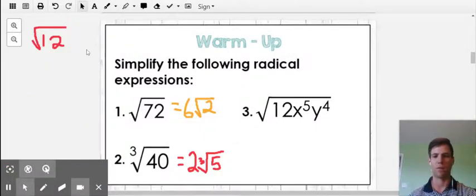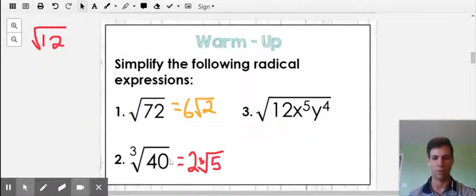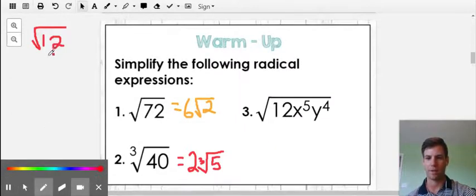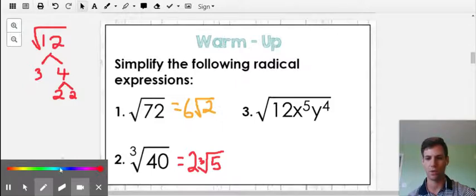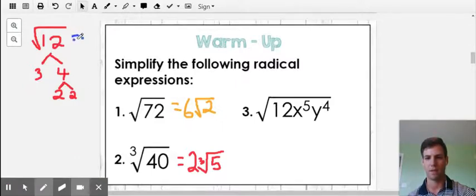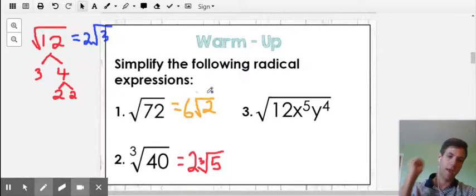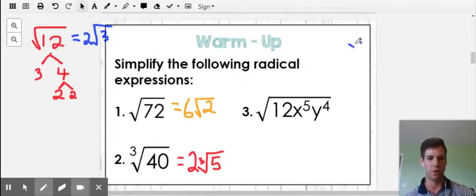For the third review problem, I'm going to do the number on its own and then do the variable parts and then put them all together. So I can make this 12 into a factor tree of 3 times 4 and then 2 times 2. With my pair of 2s and my one 3, that means that this would end up as 2 times the square root of 3 for the square root of 12. And on this side, we're going to do the square root of x to the fifth y to the fourth.